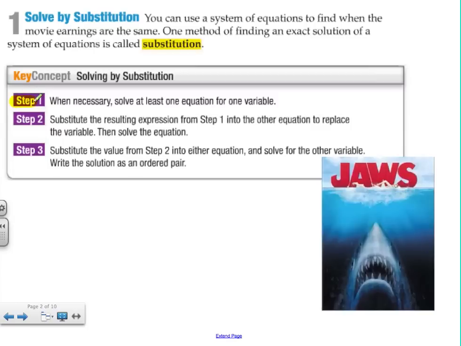So step one in solving using substitution, you're going to solve at least one of the equations for one variable. Alright, so we're going to have two equations again like we did in the last lesson, and one of those equations you're going to fix so that it is solved for one variable. Or it might be x equals 2y minus 10. One of them you'll manipulate so it's just solved for one variable. And then you'll substitute. And we'll look at this more specifically.